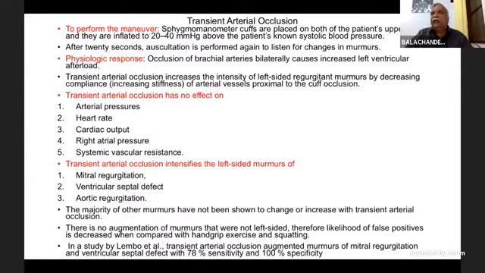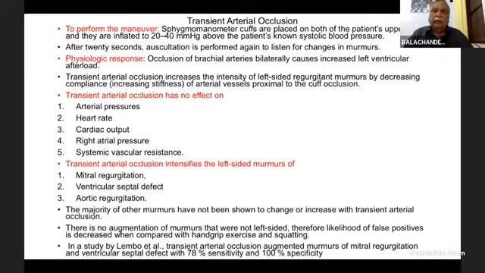Transient arterial occlusion increases the intensity of the left-sided regurgitant murmurs by decreasing the compliance. But it has no effect on arterial pressure. It has no effect on the heart rate. It doesn't have any effect on cardiac output. It doesn't have any effect on right atrial pressure. To some extent, you can say it has an effect on the systemic valve, but not so much. But still, transient arterial occlusion intensifies the left-sided murmurs of MR, VSD, and AR. And sometimes when MR doesn't show any change with other maneuvers, transient arterial occlusion can be used to differentiate the murmurs of MR.